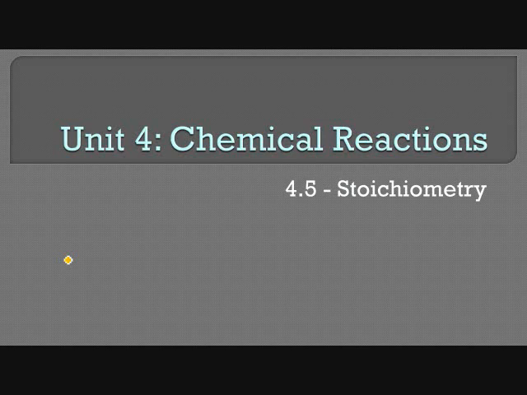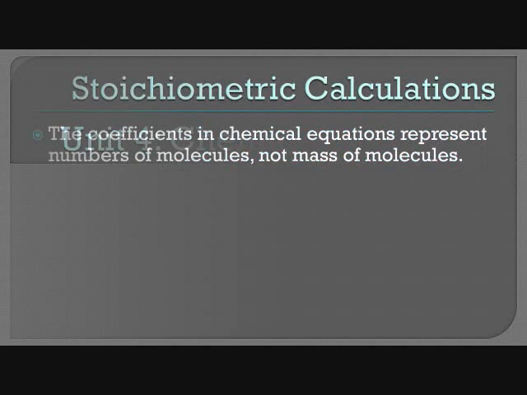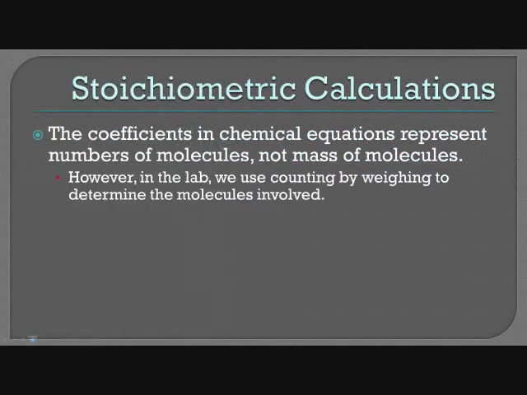4.5 is a review of stoichiometry, which we did do in Chemistry 1. Remember that the coefficients in chemical equations represent the numbers of molecules, not the masses of the molecules. However, in lab, we do use counting by weighing to determine the molecules involved, where we use the mass, but then we can convert it to moles and convert it to molecules from there.